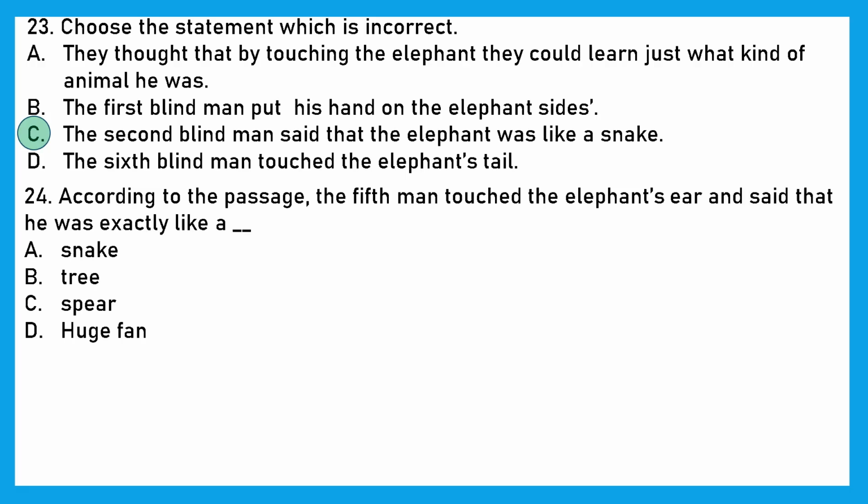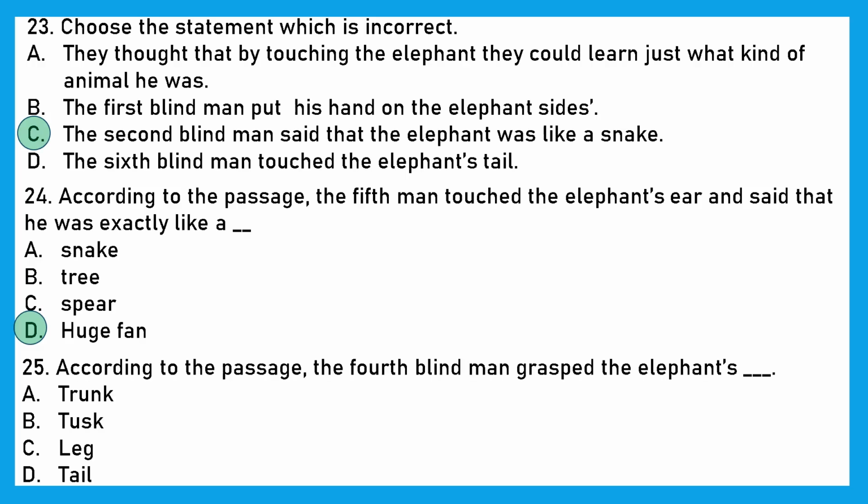Question 24. According to the passage, the fifth man touched the elephant's ear and said that he was exactly like a huge fan. Option D. According to the passage, the fourth blind man grasped the elephant's, do you recall? Elephant's leg. Option C is the right answer.